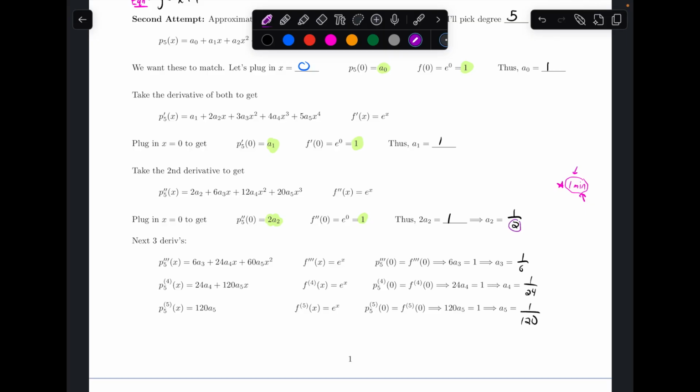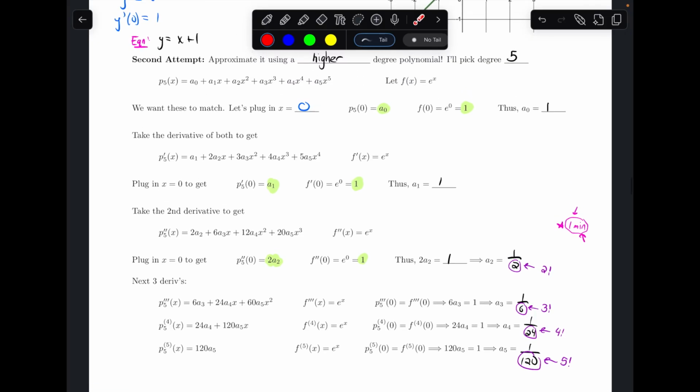Well, I noticed that 2 is 2 factorial, and 6 is 3 times 2 times 1. That's 3 factorial. 24 is 4 factorial. And 120, that's 5 factorial. So you get all these factorials on the bottom. And that's not a coincidence.